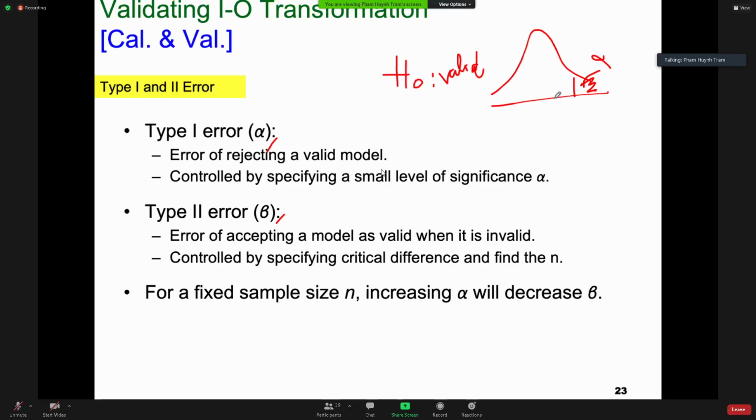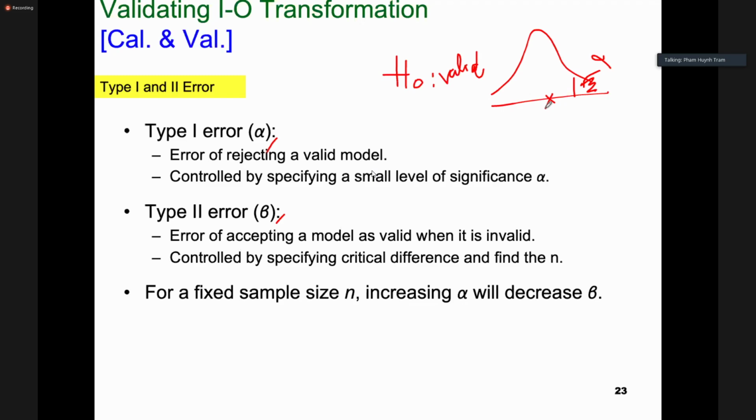If our computed test statistic is smaller than the critical value, then we have no strong evidence to reject this model. However, when we make that conclusion, we also know that we may commit certain errors. We don't reject it, but there's a possibility that it's wrong. Type 2 error is the error of accepting a model that is invalid. We say that we don't reject our model, we accept it.